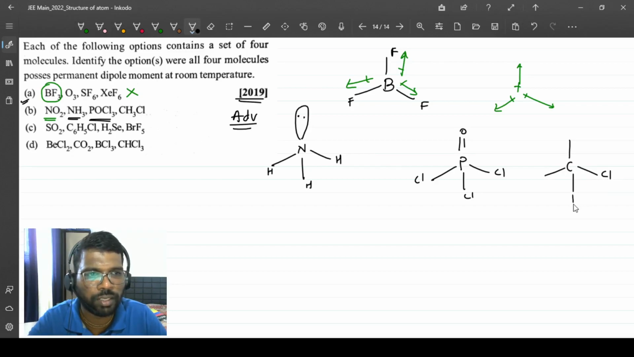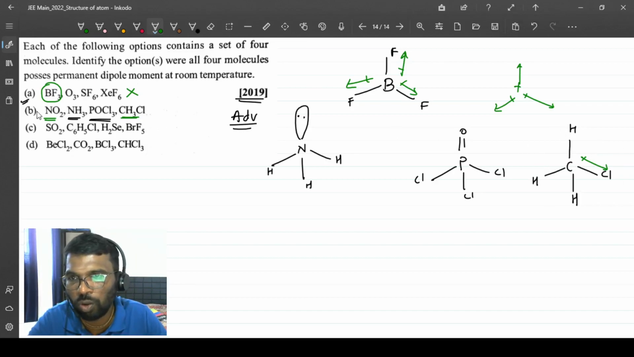CHCl3. CHCl3 will have a tetrahedral structure. One will be Cl. This is H. This is H. This is H. Right? Here there is a polarity, like here there is hardly any polarity. So this is not a polar bond, and there won't be any cancellation of the dipole moment. So this is the one which possesses a permanent dipole moment. So all four molecules will have a permanent dipole moment.